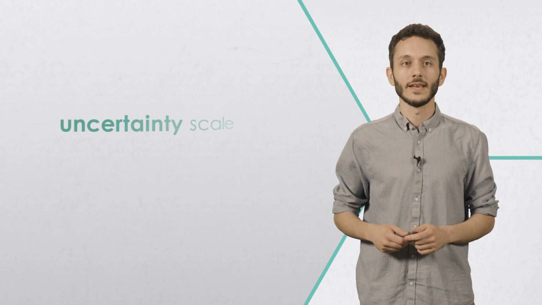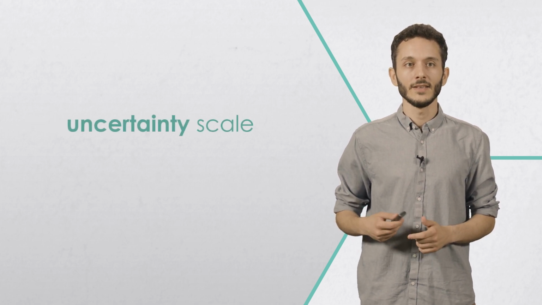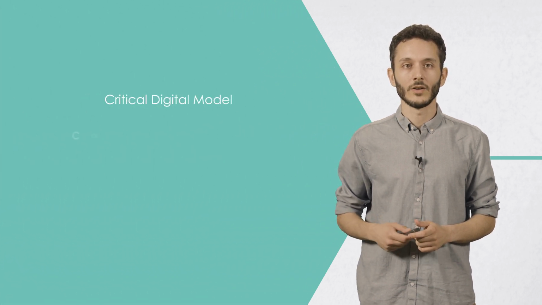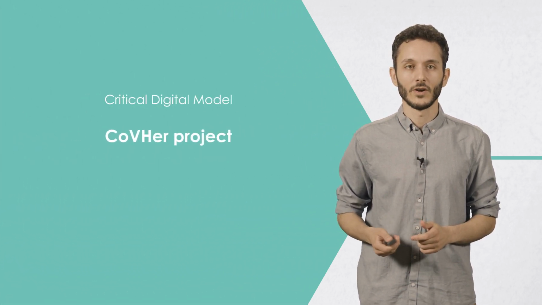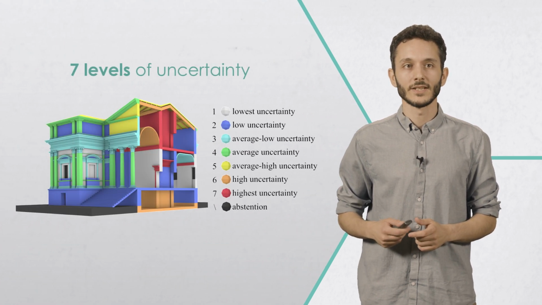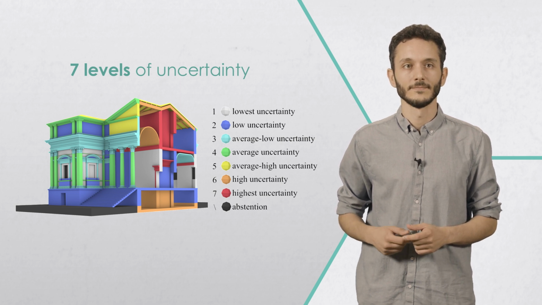We have already explained what uncertainty scales are and why they are important. In this lesson, we will present the uncertainty scale developed for the critical digital model and refined within the COVER project. This scale consists of 7 levels of increasing uncertainty, plus 1 for abstention. Colors with varying shades have been assigned to the levels, ordered along the visible light spectrum, with white and black placed at the extremes of the scale.